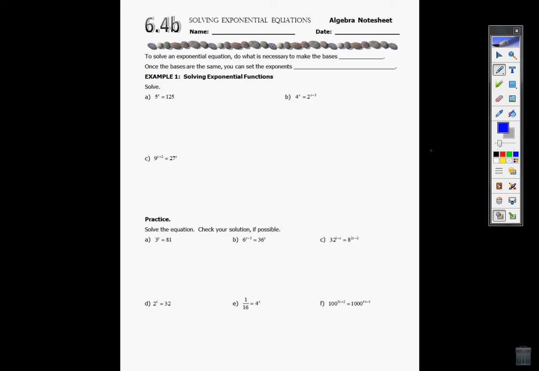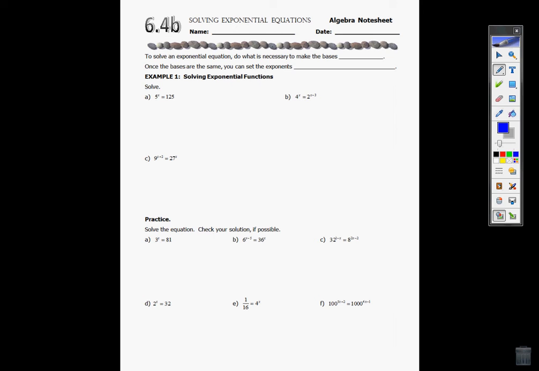Hello. This particular lesson is going to be much shorter than the last. It's kind of an extension off of what we did. As you can see up at the top, it's 6.4b. What we just did was 6.4. It's kind of just taking what we did last time and bringing it to a bigger or a higher level.